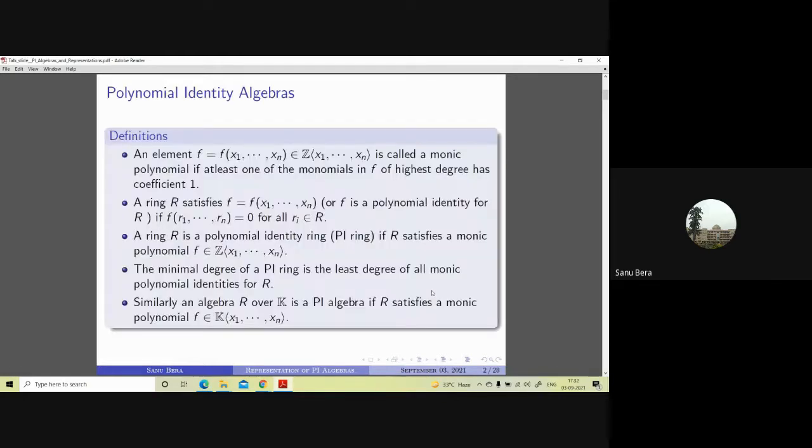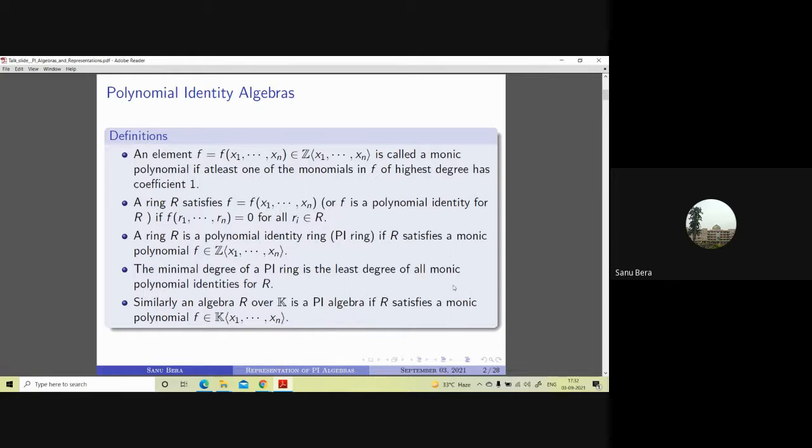Let's start with some definitions. First, we will define polynomial identity algebra. Before that, all the algebras I will consider here will be associative unital algebras over the field K, and all polynomials will be polynomials with non-commutative indeterminates. Any such polynomial f will be called a monic polynomial if at least one of the monomials in f with highest degree has coefficient 1. That is the definition of monic polynomials, as we know.